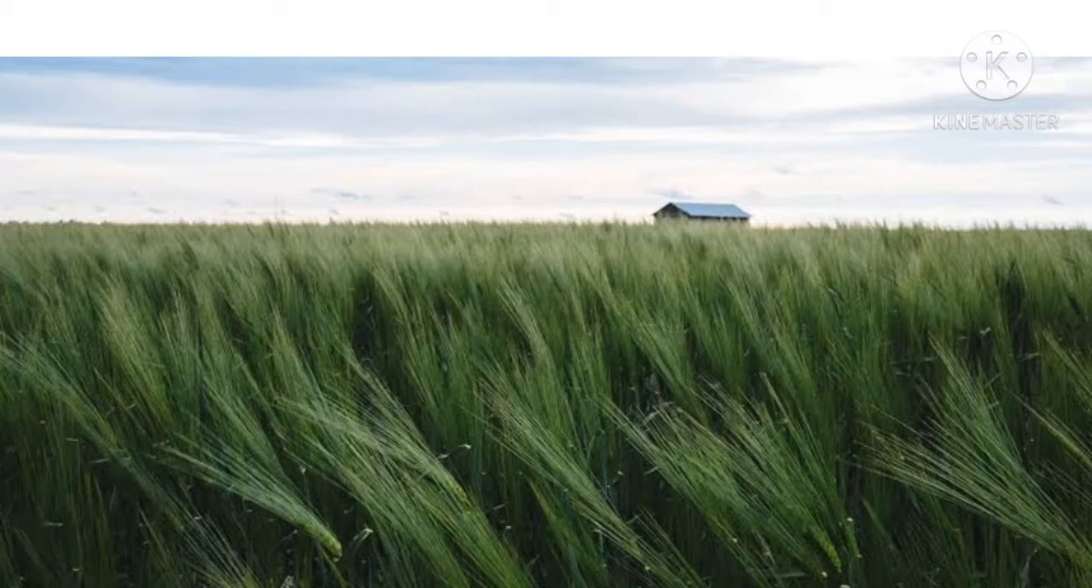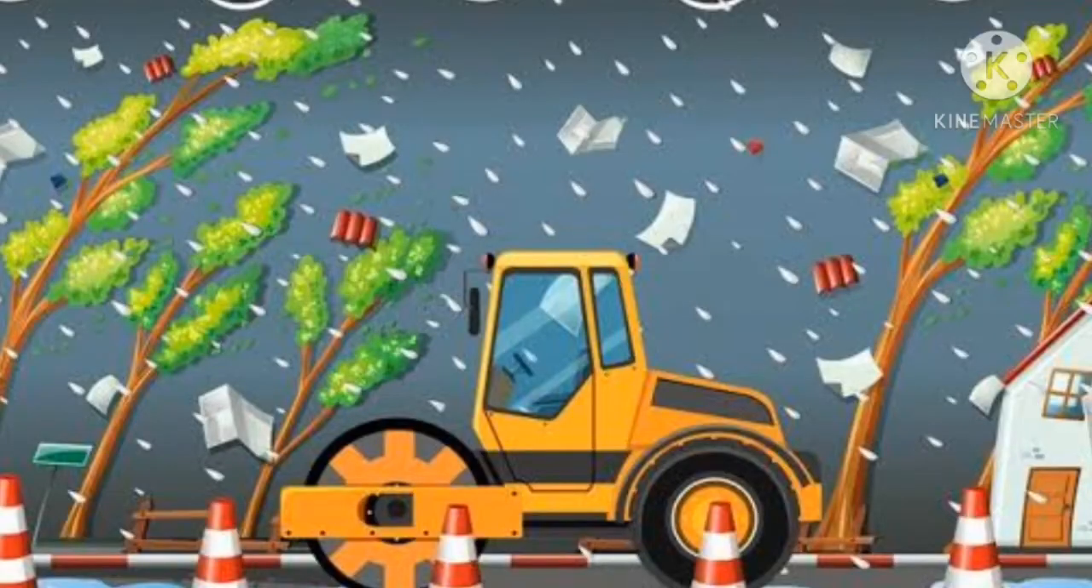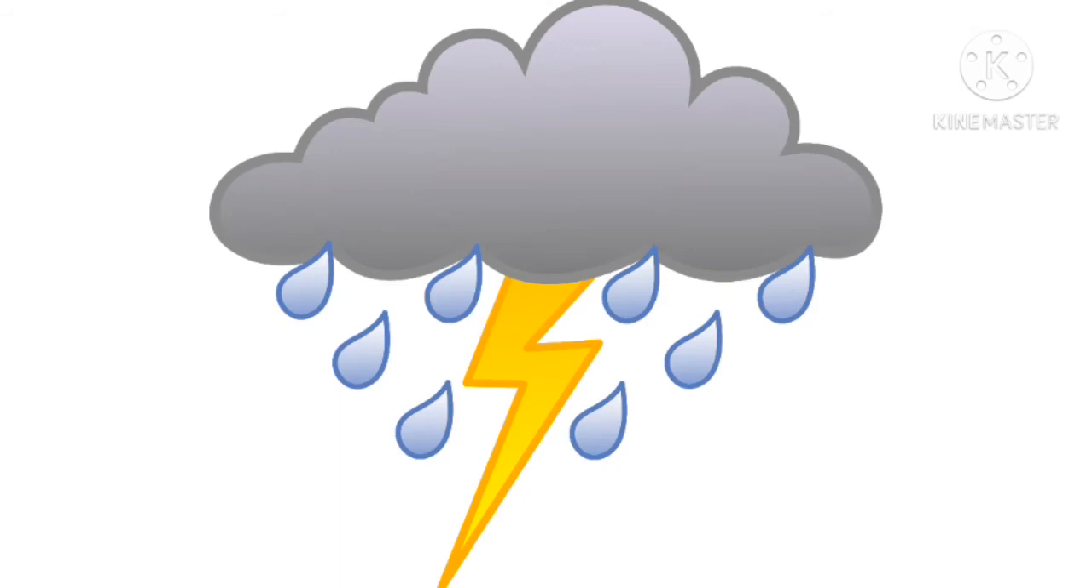Moving air is called a wind. A gentle wind is called a breeze. A strong wind is called a gale. And very strong winds are called storms. If storms occur with thunder and lightning, they are called thunderstorms.